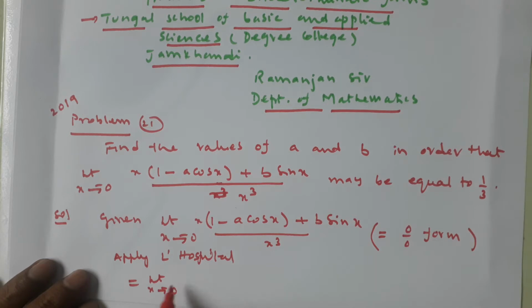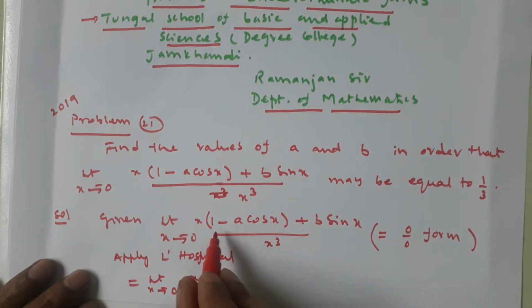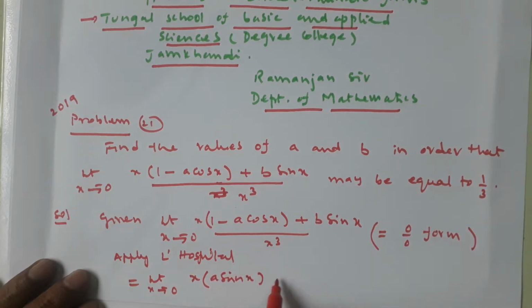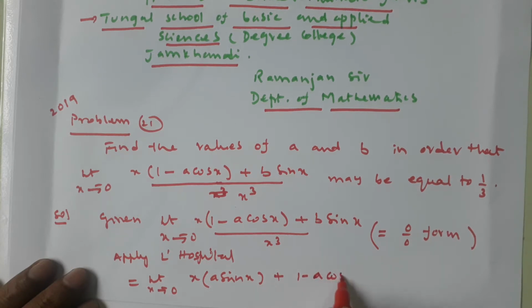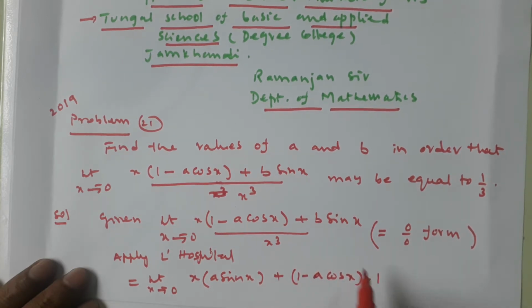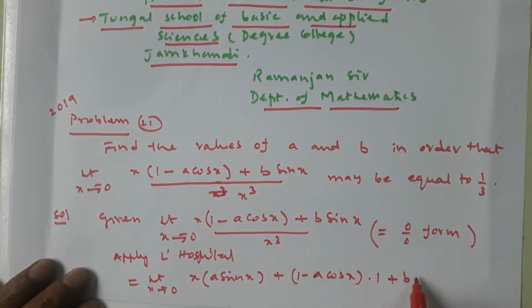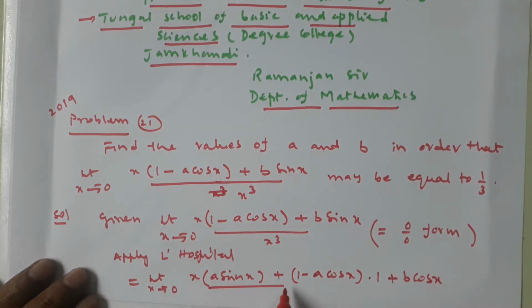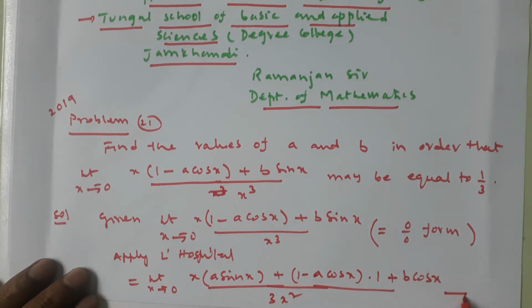The limit as x tends to 0. So by the UV method, x into 1 is 0; differentiation of minus A cos x is A sin x, plus 1 minus A cos x is constant, and x differentiation is 1. So 1 minus A cos x into 1. Differentiation of B sin x is B cos x, whole divided by 3x square. So take this as equation 1.